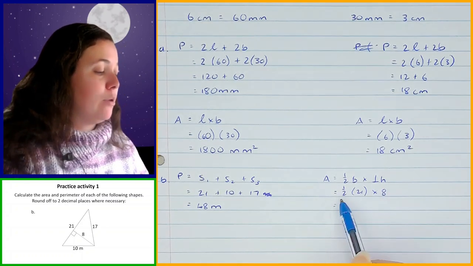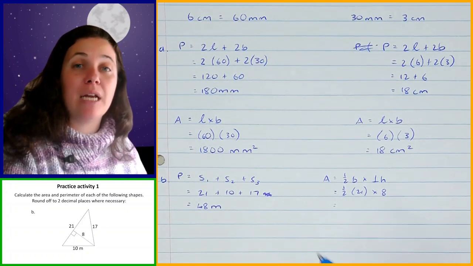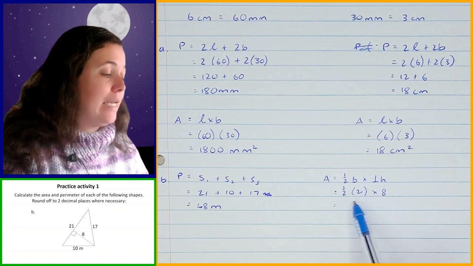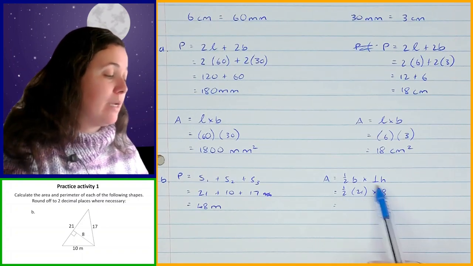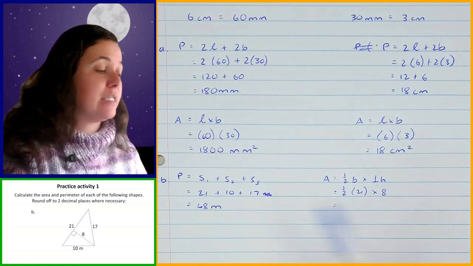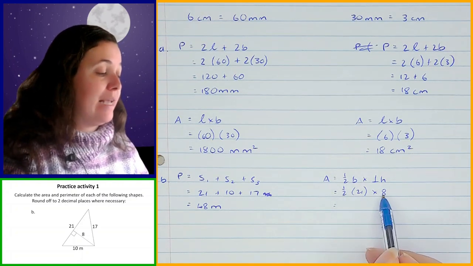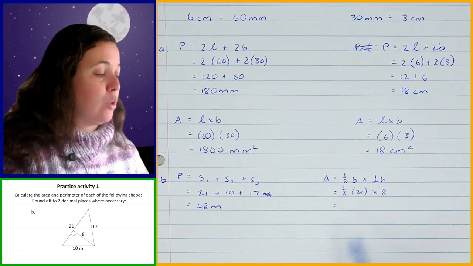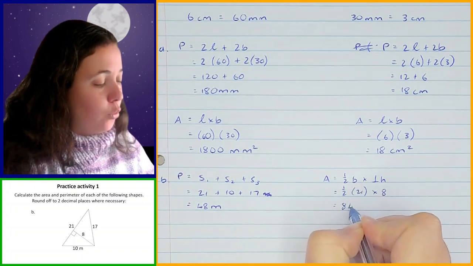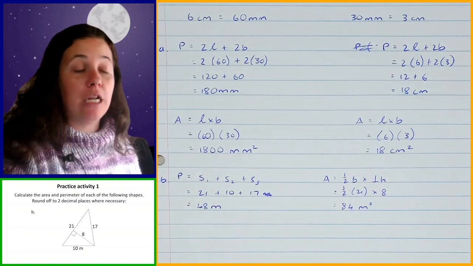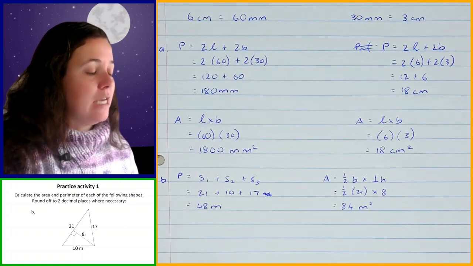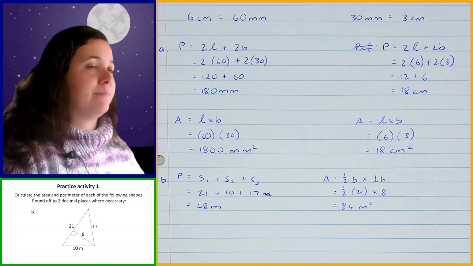Now remember, when I'm multiplying by half, it's the same as dividing by 2, and it can go in any order. So I can say half of 21 or half of 8, or I can multiply these together and then work out half of it. Doesn't matter. If I work out half of 8, that is 4, times 21 is going to be 84. So I've got 84 meters squared. Again, you could have just used the calculator for that as well. So that's what you should get for question B.